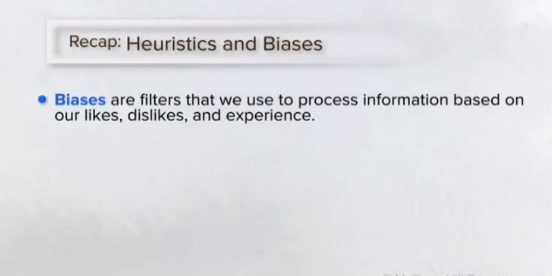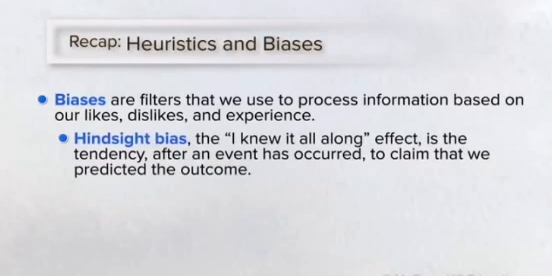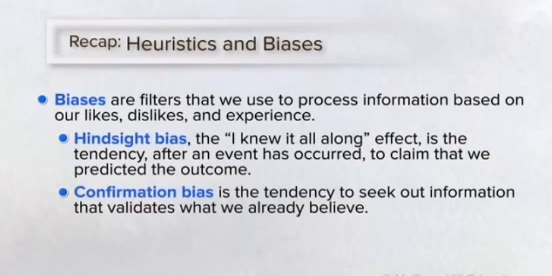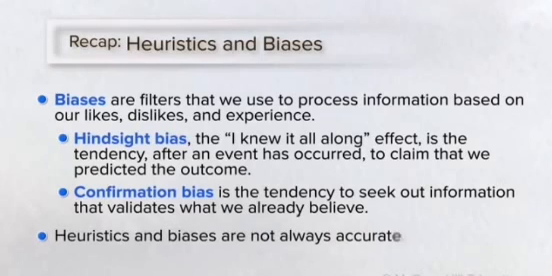Biases are filters that we use to process information based on our likes, dislikes, and experience. Hindsight bias, the "I knew it all along" effect, is the tendency after an event has occurred to claim that we predicted the outcome. Confirmation bias is the tendency to seek out information that validates what we already believe. Heuristics and biases are not always accurate.